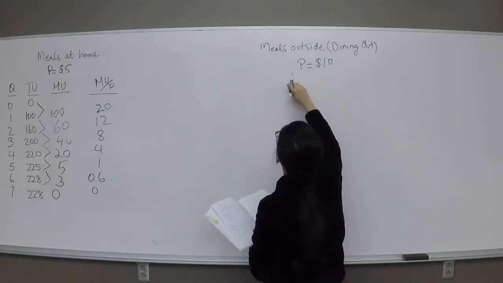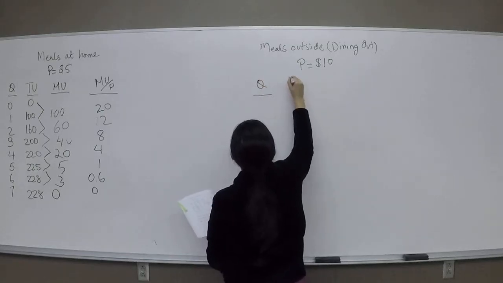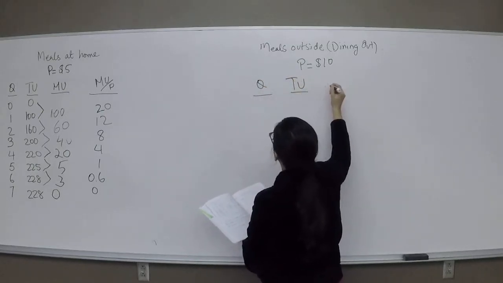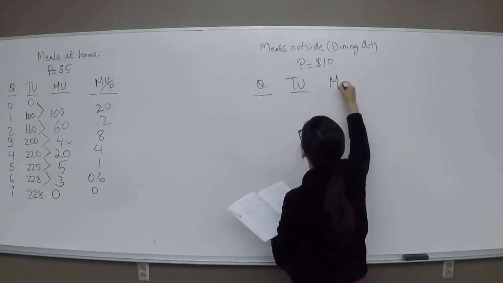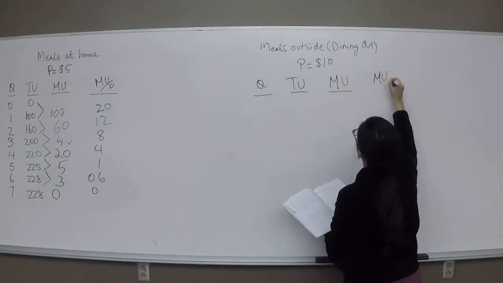Now let's do the same for meals outside. I'm going to give you quantity, and I'm going to give you total utility. You're going to calculate marginal utility, and you're going to calculate marginal utility per dollar.